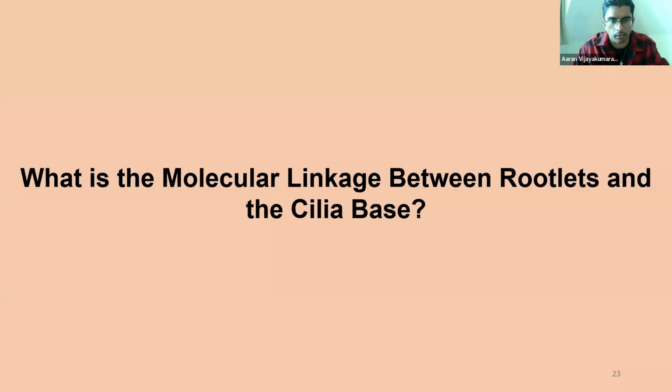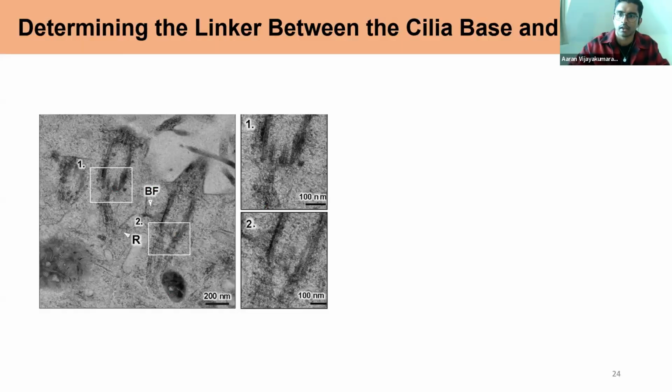Next, we wanted to assess the molecular linkage between the rootlets and the cilia base. And so to better resolve the link between the rootlets and the basal body, thanks to the MRC Toxicology EM facility, we employed high pressure freezing and freeze substitution electron microscopy. And what this revealed was a bridging complex characterized by fibrils emanating from the proximal end of the basal body.